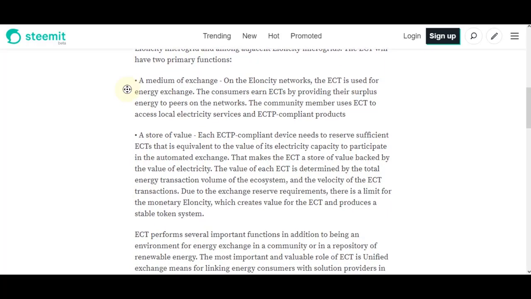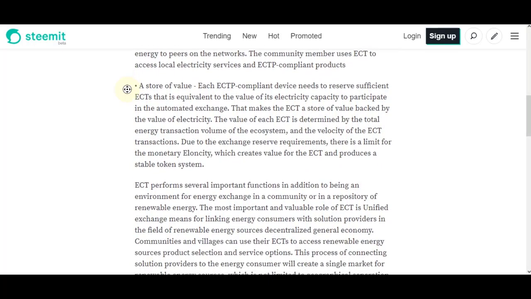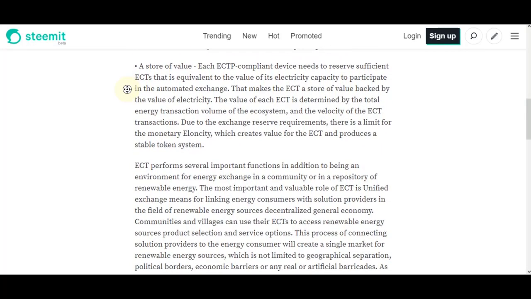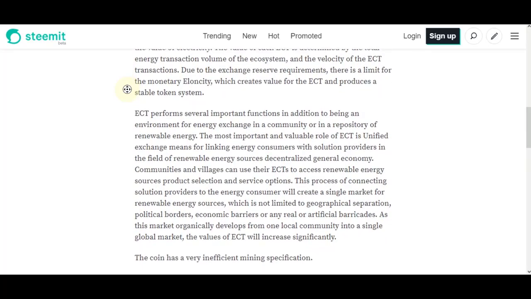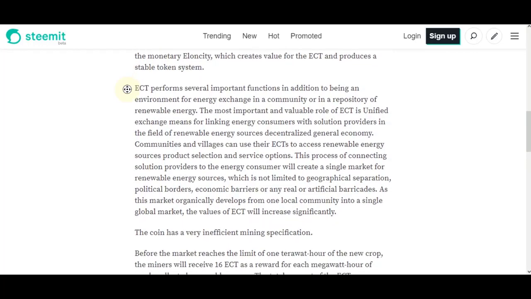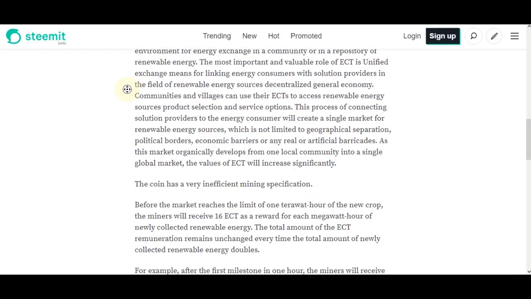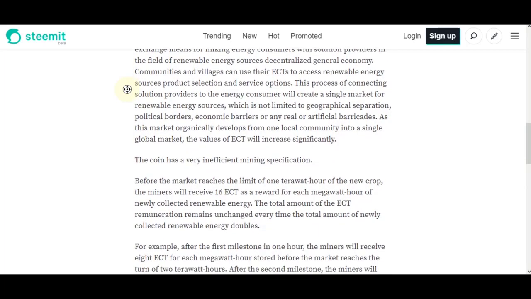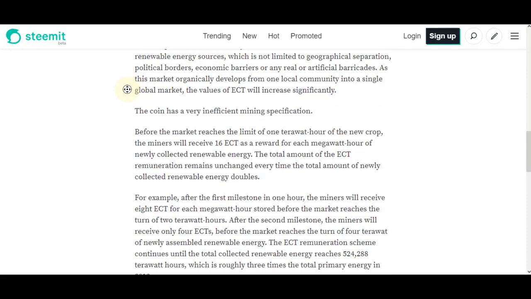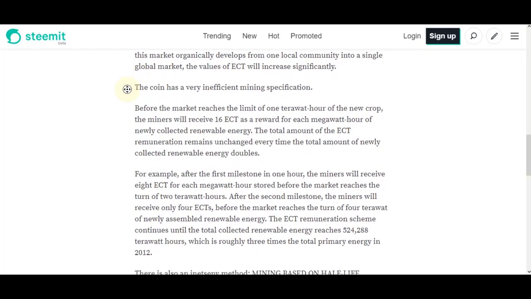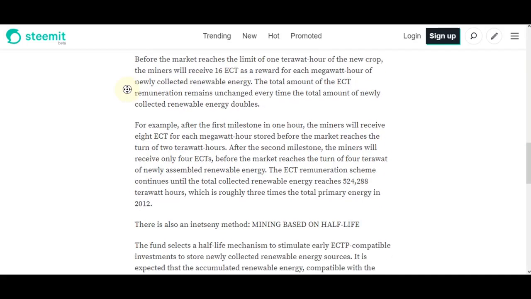Before the market reaches the limit of 1 terawatt-hour of newly collected renewable energy, the miners will receive 16 ECT as a reward for each megawatt-hour of newly collected renewable energy. The total amount of ECT remuneration is halved every time the total amount of newly collected renewable energy doubles. For example, after the first milestone of 1 terawatt-hour, the miners will receive 8 ECT for each megawatt-hour stored before the market reaches the turn of 2 terawatt-hours. After the second milestone, the miners will receive only 4 ECTs, before the market reaches the turn of 4 terawatt-hours of newly assembled renewable energy.